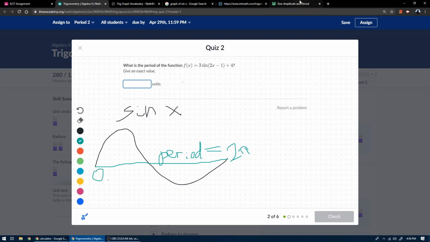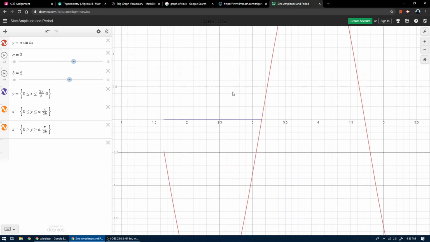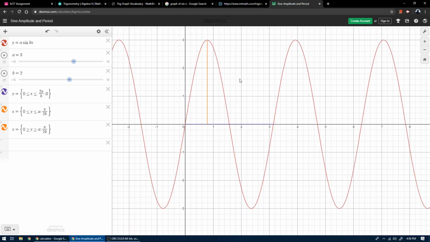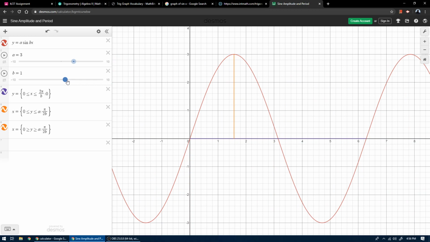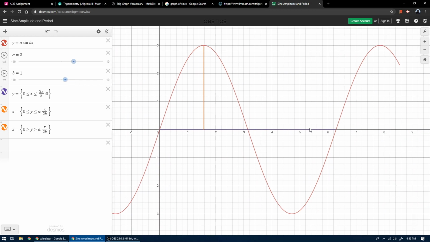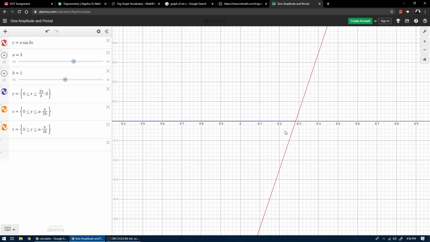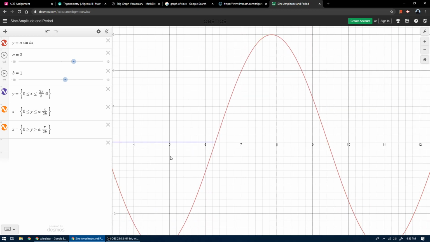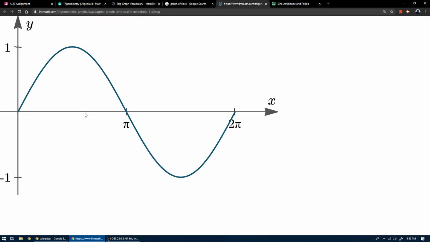You see, so the answer is pi, and here's why it's pi. If I make this just 1, you see how the period that's expanded, it goes from 0 to about 6.28. That's pi times 2, right? 3.14 times 2 is about 6.28. So this is the normal period that we expected. That's this period right here.